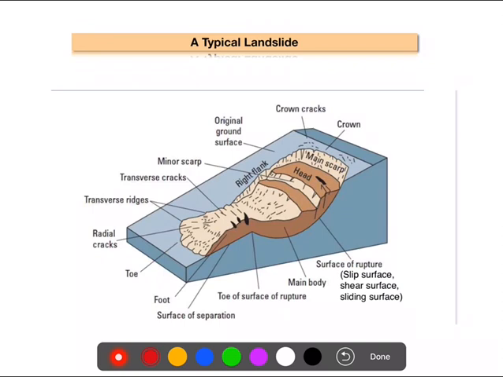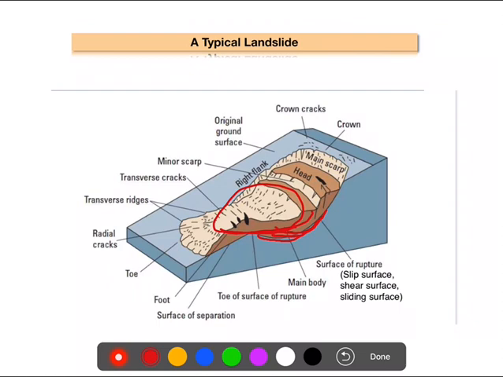Then comes the main body of the landslide. This is the part of the displaced material of the landslide that overlies the surface of rupture between the main scarp and the toe of the surface of rupture. So this is the surface of rupture, and it overlies the surface of rupture between the main scarp.